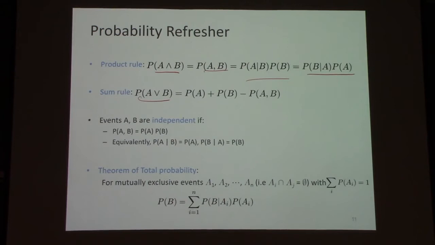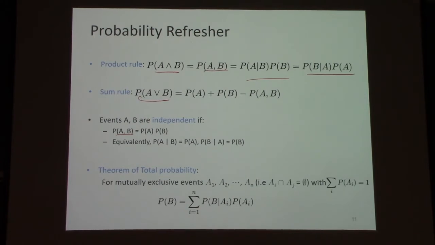You should understand and be comfortable with the idea of independence of events. We have used the idea of independence, conditional independence in the past. Two events are independent if the probability of the two events happening together is simply the product of their individual probabilities. Probability of A and B is probability of A times probability of B.